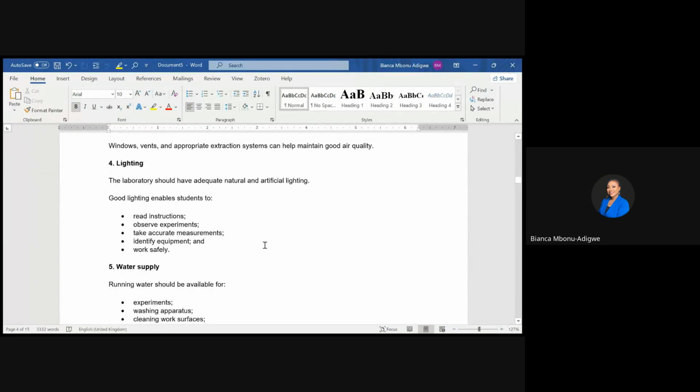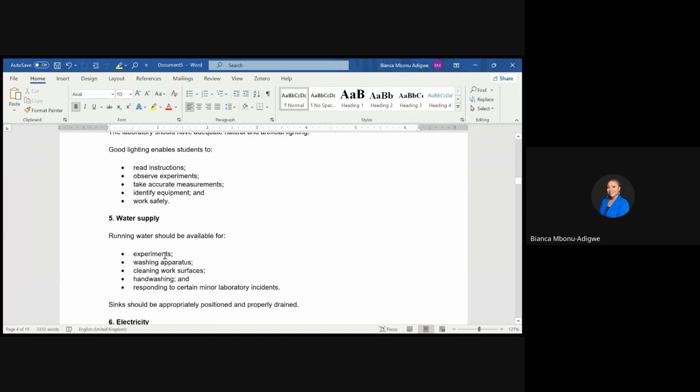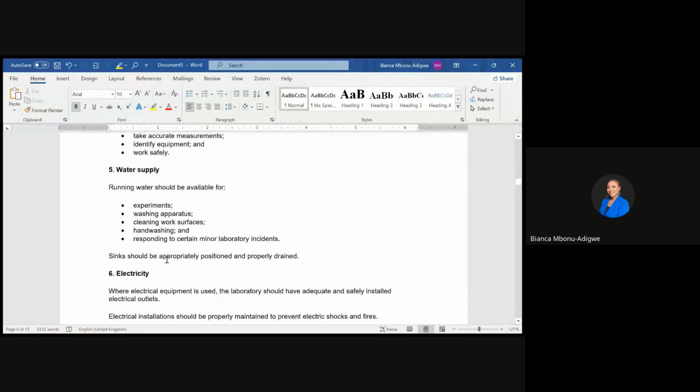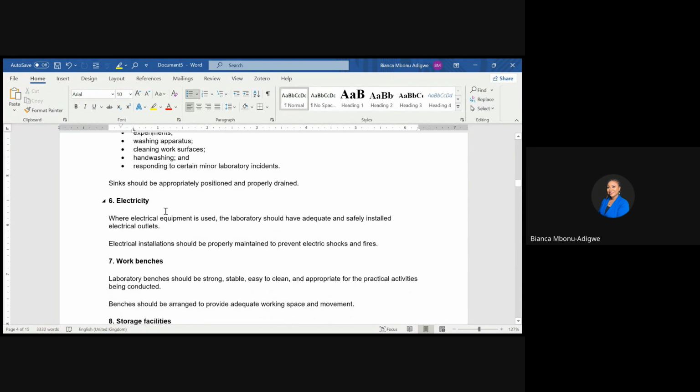Lighting. You must have natural lighting. You cannot situate your lab in the part of the school that is always dark, so that whether you have electricity, artificial lighting, or not, the lab should be bright enough for people to read instructions, observe experiments, and so on and so forth. The fifth one is you should have water. There should be water. You should have electricity.